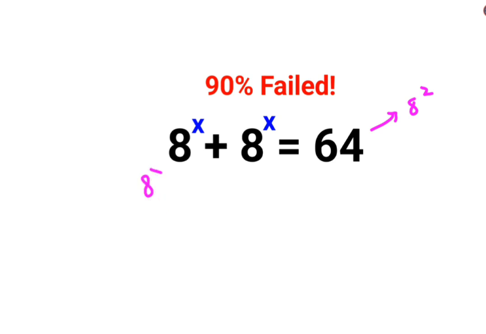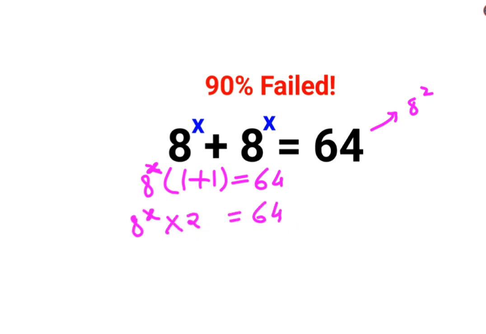Let's take 8 raised to x common and I'm left with what? 1 plus 1 equals 64. So this can be written as 8 raised to x into 2 equals 64. Divide both sides by 2 because we are trying to find the value of x. So we are shifting all the numbers to the other side. So now I have 8 raised to x equals, sorry, not 64, it becomes 32.